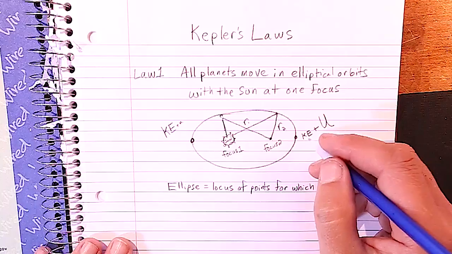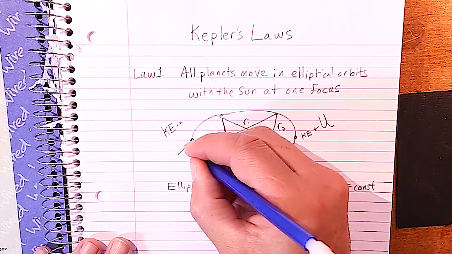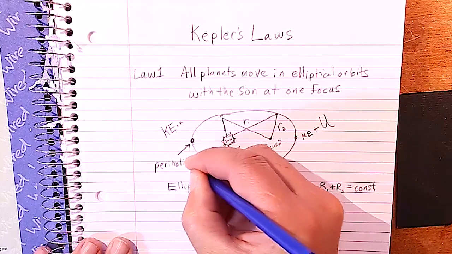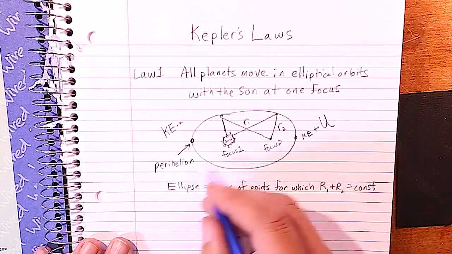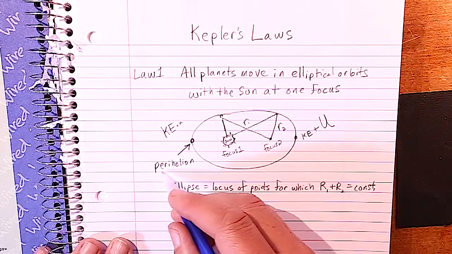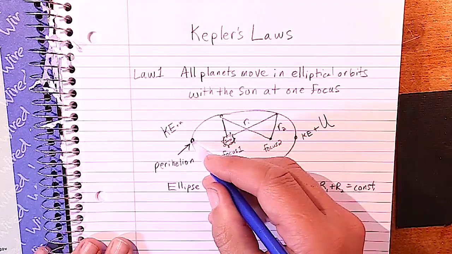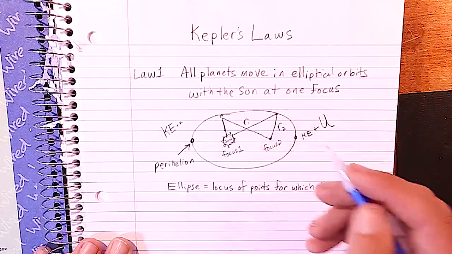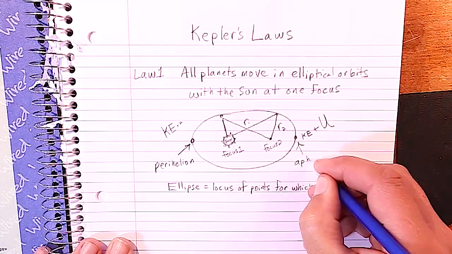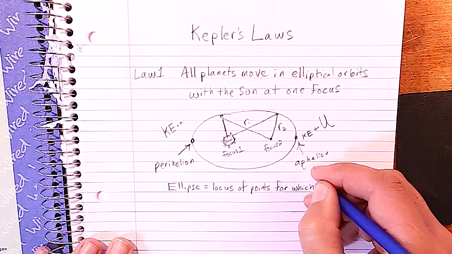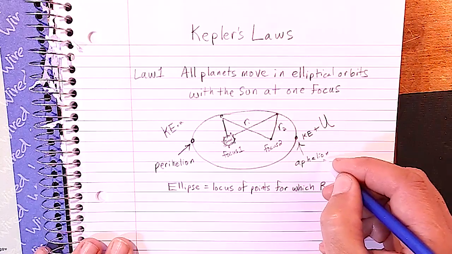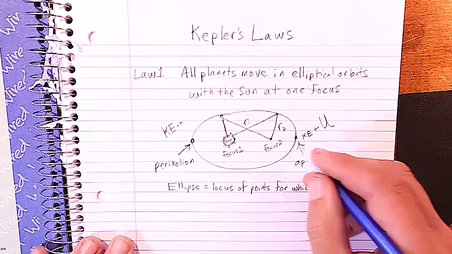Because these two points are often compared, it's important to name them. This point right here is called perihelion. Helios, which we get helium from, is the Sun, and peri is from the Greek for near. So perihelion is when the planet is closest to the Sun. And this point also has a name you should know, and that's called aphelion. Again, ap from the Greek apo means away, and helios gives us far from the Sun.